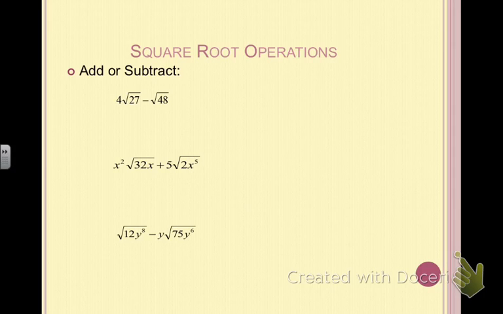This slide lets us practice addition and subtraction of square roots that must first be simplified. The first problem is 4 square roots of 27 minus the square root of 48. 27 has a perfect square factor of 9, so the square root of 27 breaks into the square root of 9 and the square root of 3.